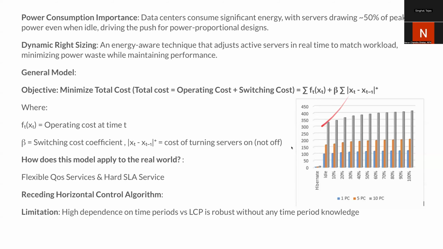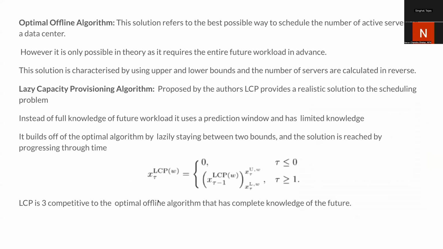Something that is already in place is the receding horizon control algorithm. But the problem with this is it has a high dependence on time periods and it cannot work well without future workload knowledge. While the LCP algorithm, which is what we are proposing, is robust without any time period knowledge.